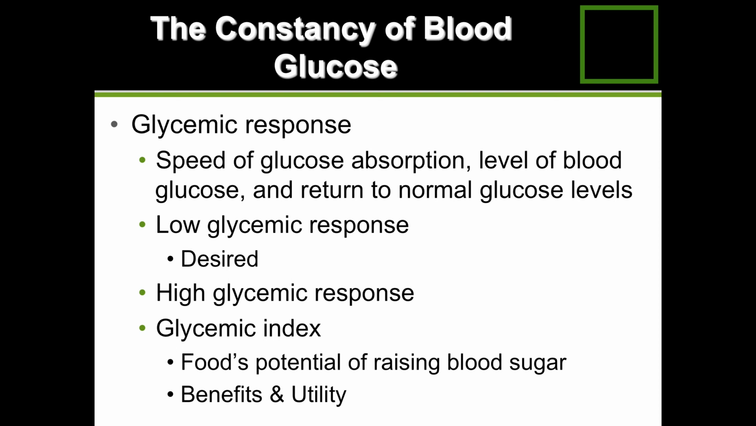Now, the glycemic index is a food's potential of raising blood sugar. So what are the benefits and utility of this? Well, for people that are diabetic or people that have an issue with blood sugar, it's a way of picking food that is not going to affect their glycemic response as badly.